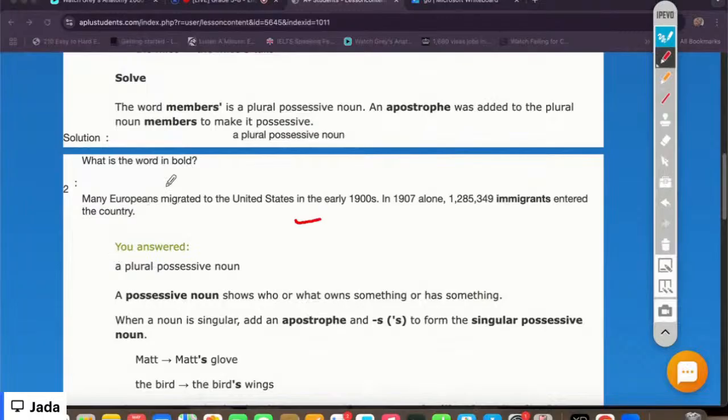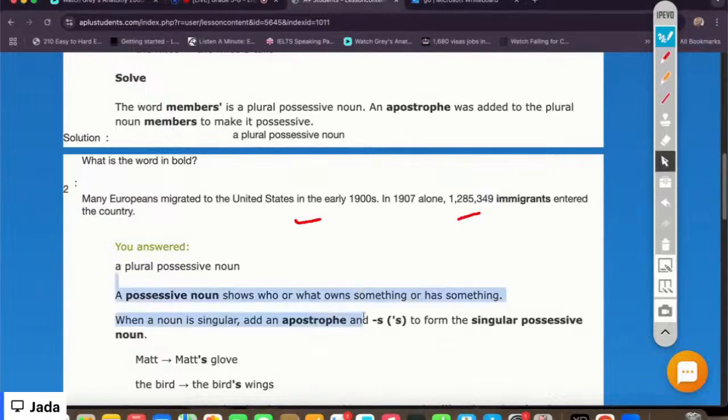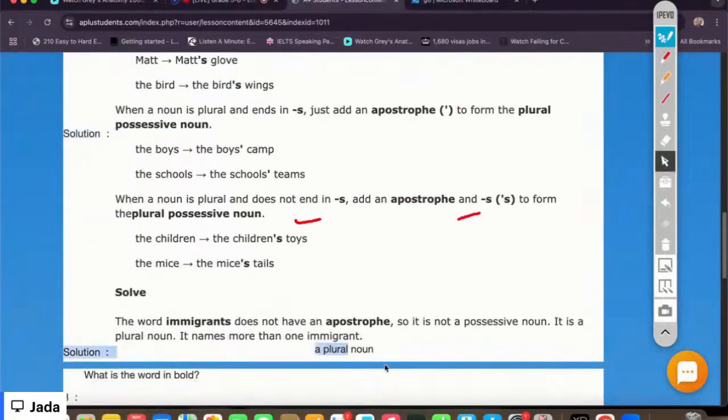All right. So, many Europeans migrated to the United States in the early 1900s, to 1907 alone. So, we have a lot of immigrants. So over 1.2 million immigrants entered the country. So immigrants, this is going to be what? This is just the plural now. It does not have an apostrophe.